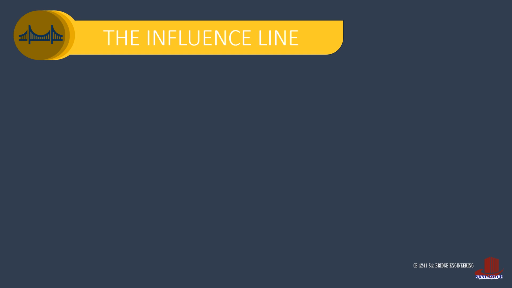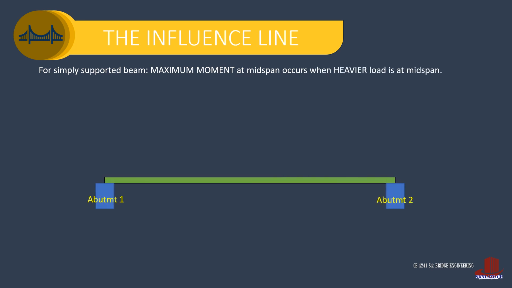Let's tackle the influence line first. Since we are looking for the maximum moment at midspan, the wheel loads will be located at the midspan, and the heavier load is exactly at the midspan. We are to separate the two loads when identifying the influence line ordinates.